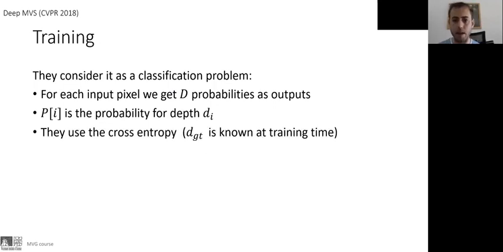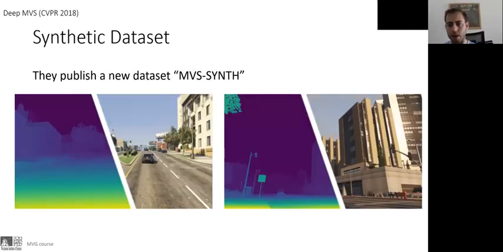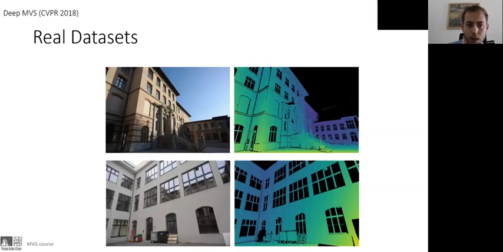They discretize the disparity and they know the ground truth disparity for each pixel, and the loss is the cross entropy between the vector of probabilities and the one hot vector of the ground truth. So that's the training, and for having ground truth, they needed a lot of training data. So as we discussed, it's very hard to generate ground truth depth in real world situations. So they generated a synthetic data set. And they also had some real data set that they used. Like here you see these real images with corresponding ground truth depth.